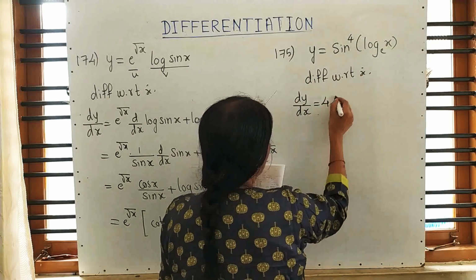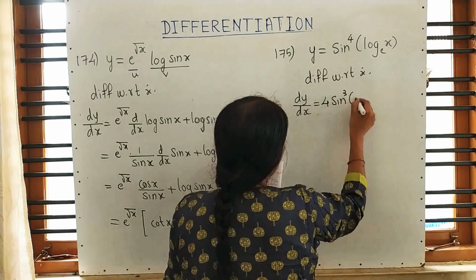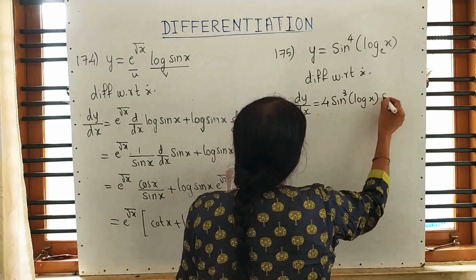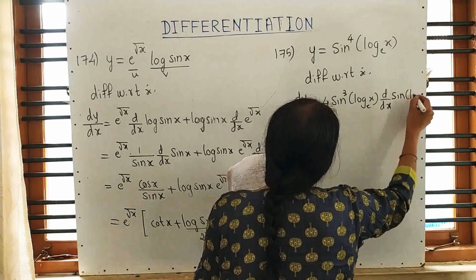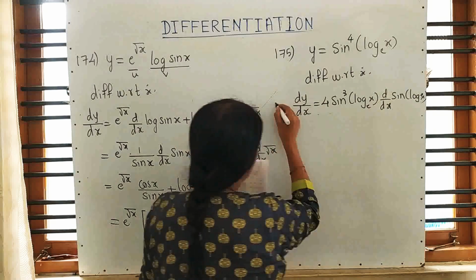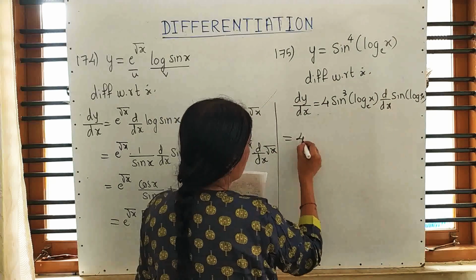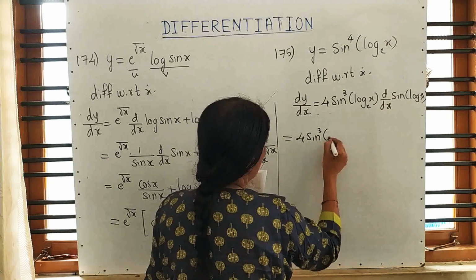So, it is 4 sin cube log x into differentiation of, by closing the power, sin log x is remaining. So, answer is 4 sin cube log x.